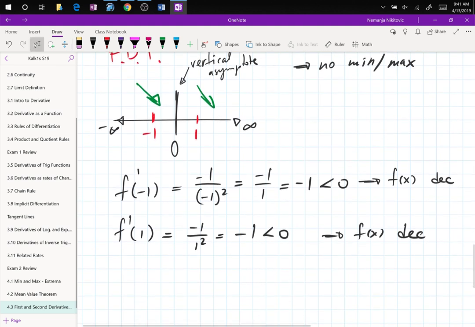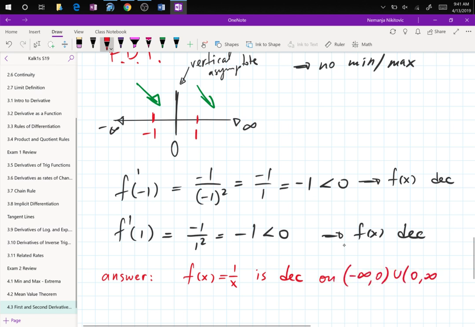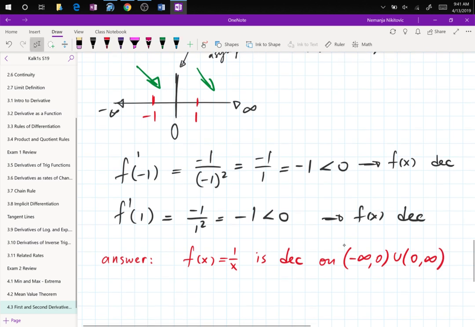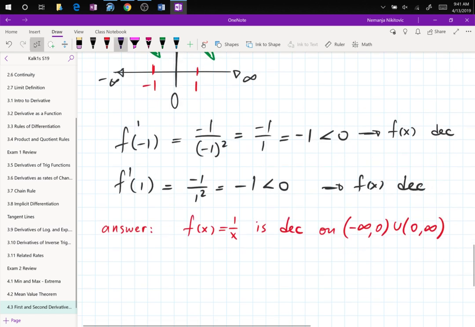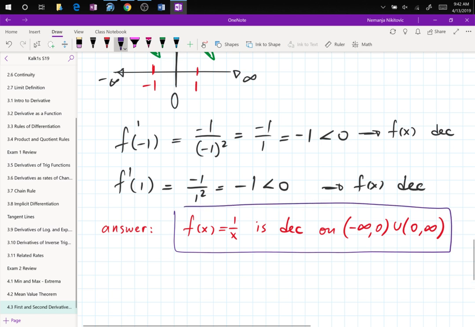So now we write the answer. F of x equals 1 over x is decreasing on negative infinity to 0, union 0 to infinity. It is decreasing on the entire domain. And that's the answer you provide, and you walk away.